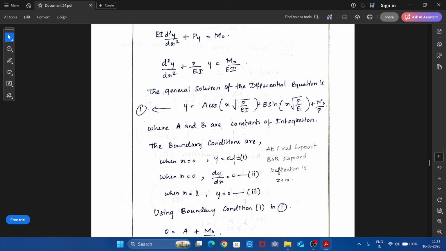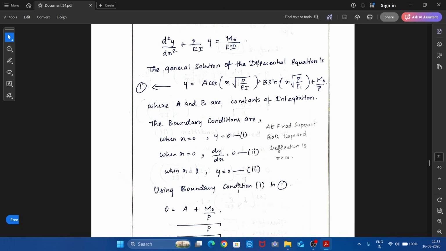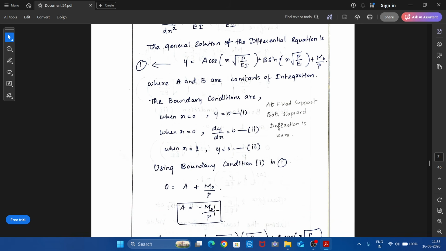So using boundary condition 1 here, that is put x equal to 0 and y equal to 0, we'll be getting 0 equal to A cos 0, which is 1. So A sin 0 will get cancelled, plus M naught by P. So A plus M naught by P equal to 0. Therefore, A equal to minus M naught by P.